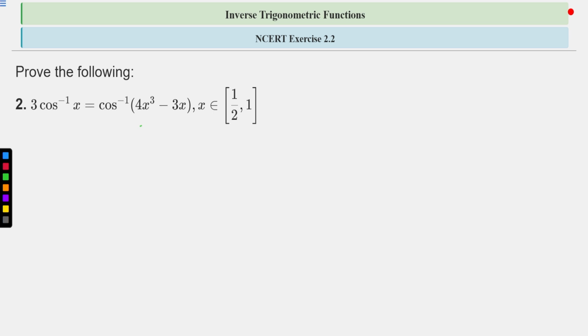So again, we will use the same identity. We will take cos inverse x as theta, right? Clear? And after putting the value of theta in the right hand side, you will be able to convert the right hand side into the left hand side, right? In this way we can prove this, right? So I'm giving you 10 seconds to solve or think about this question. After that we will discuss the solution part.